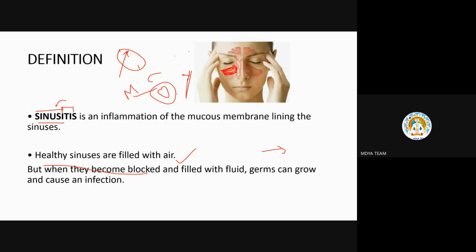When outside material enters our body and we become allergic to it, and our nasal mucosal membrane is swelling, that condition is called allergic rhinitis. Sinusitis is inflammation in the sinuses. Allergic rhinitis is inflammation in the nasal mucosal membrane.